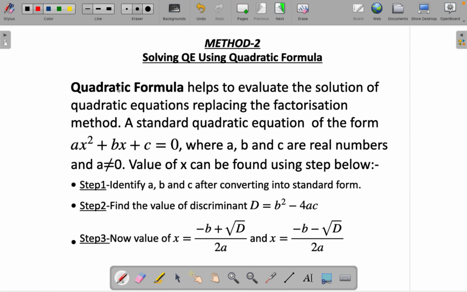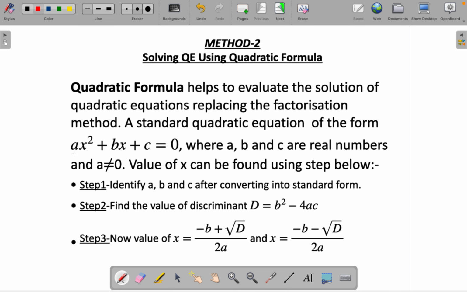Hello everyone and welcome to the third video of quadratic equation. In this video we will continue with the methods of solving quadratic equations. In the previous video we've already learned the factorization method, also known as the middle term. Today we will learn the quadratic formula, also known as the discriminant method.